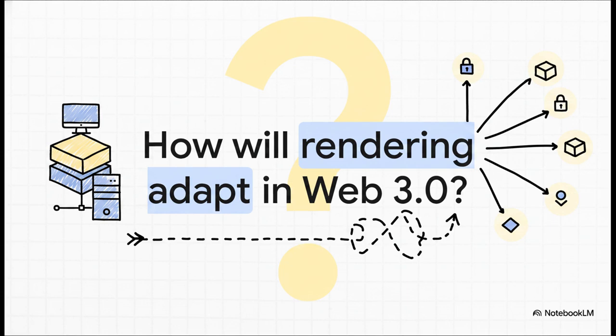But as we sprint toward the decentralized networks of Web 3.0, you really have to ask yourself, how will this fundamental client-server rendering pipeline adapt? Will our current browser rendering engines handle AI and blockchain integration seamlessly? Or are we going to need a completely new architecture entirely? It's a massive technical frontier.